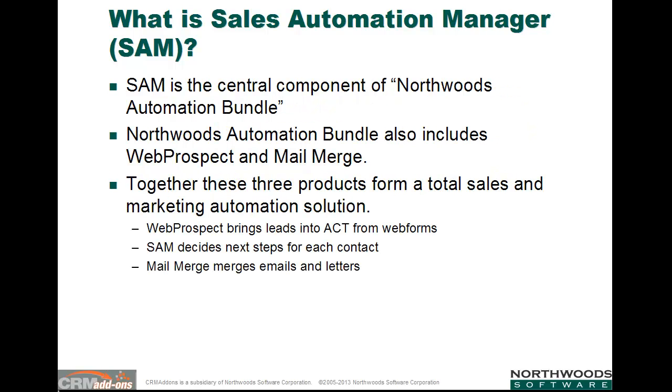SAM is the central component of the Northwoods Automation Bundle. The Northwoods Automation Bundle also includes Web Prospect and Mail Merge. Together, these three products form a total sales and automation solution. Web Prospect brings leads into Act from web forms. SAM then decides what follow-up steps need to be done for each contact. Mail Merge generates any emails and letters.